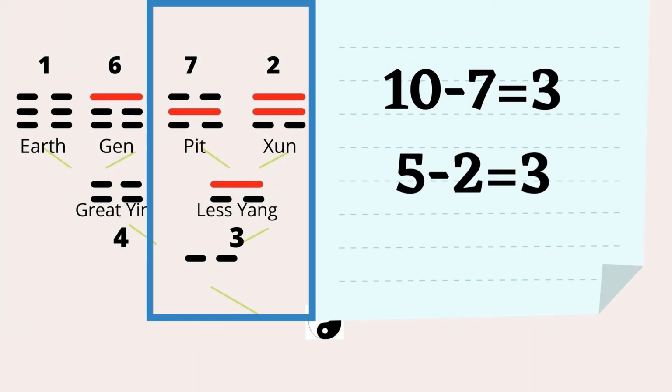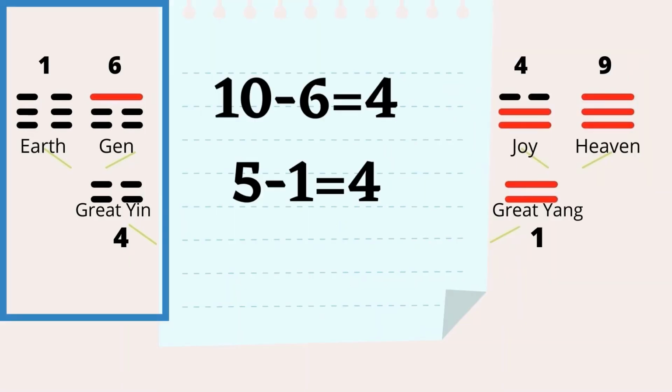10 minus 7 equals 3. 5 minus 2 equals 3. 3 is the Less Yang. It tells us that Wind and Pit come from the same source, the Less Yang. 10 minus 6 equals 4. 5 minus 1 equals 4. 4 is the Great Yin. It tells us that Gen and Earth come from the same source, the Great Yin.